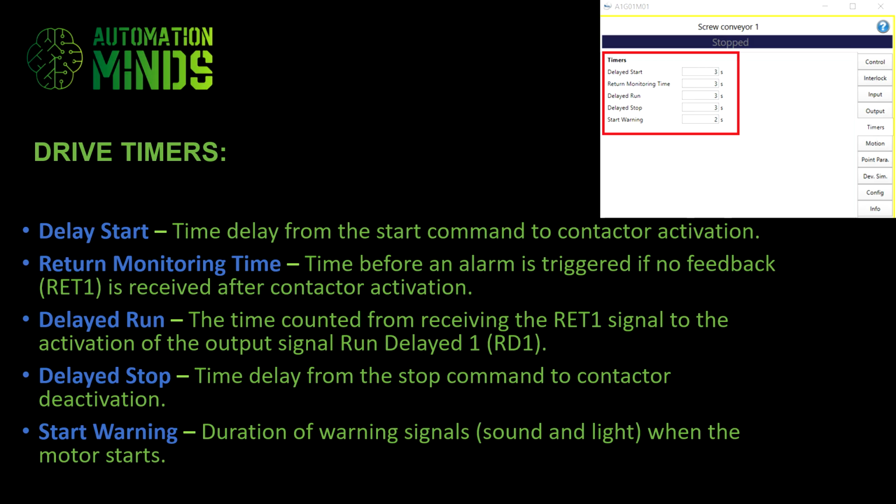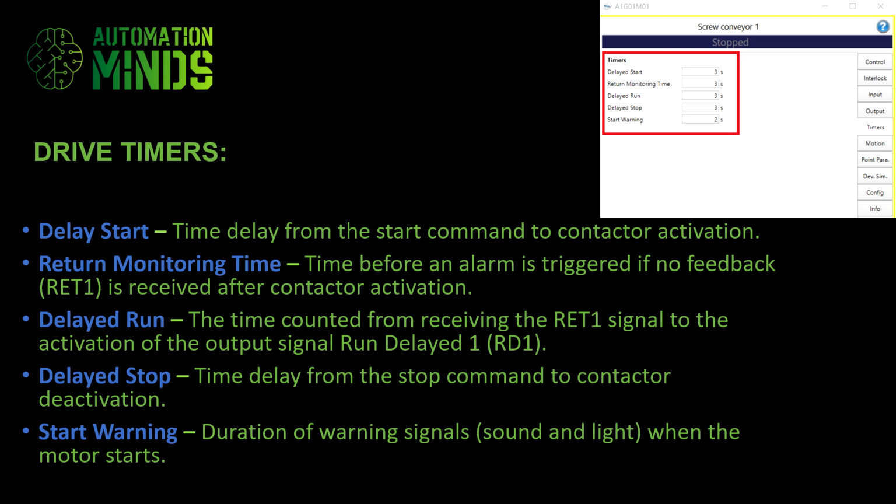Return monitoring time defines the time after which an alarm is generated if the drive's contactor has been activated but no A1 feedback signal is received to confirm the activation. Delayed run. This time begins counting after the contactor is activated and the REAT1 signal is received. After this time elapses, the drive sends an active RD1 signal to indicate proper operation.